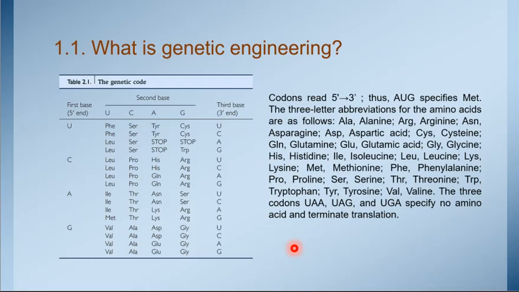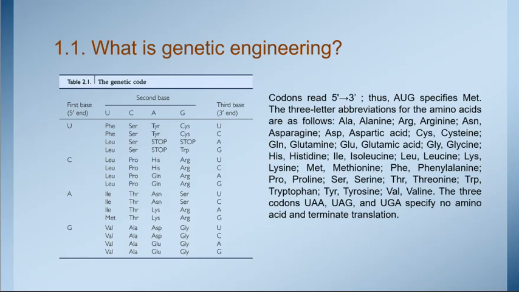ALA, alanine; ARG, arginine; ASN, asparagine; ASP, aspartic acid; CYS, cysteine; GLN, glutamine; GLU, glutamic acid; GLY, glycine; HIS, histidine; ILE, isoleucine; LEU, leucine; LYS, lysine; MET, methionine; PHE, phenylalanine; PRO, proline; SER, serine; THR, threonine; TRP, tryptophan; TYR, tyrosine; VAL, valine.